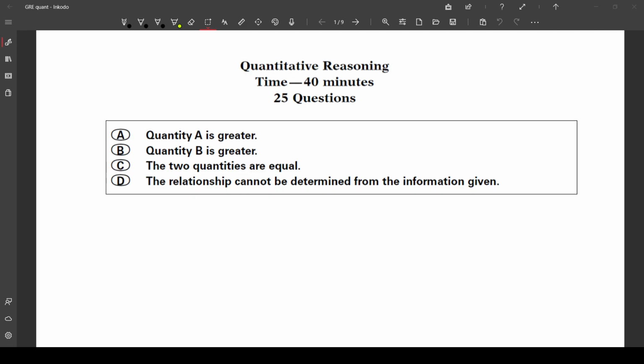It's kind of late at night and I'm a little bored. So I'm going to go through this practice test for the GRE Quantitative Reasoning section.